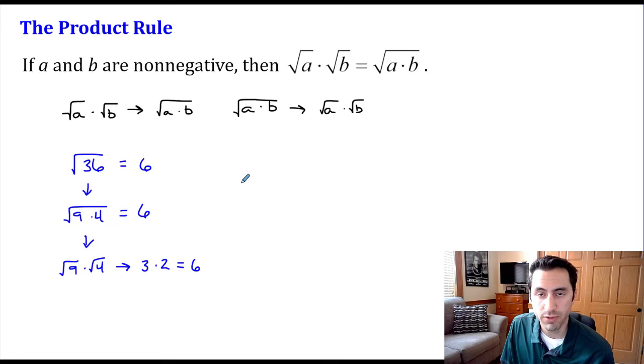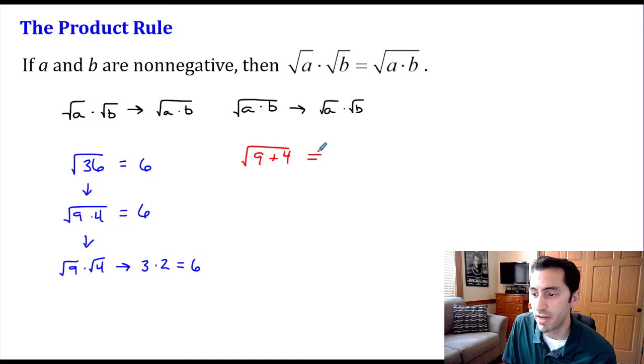So it is important to note that the product rule only works with multiplication. This does not work with something like addition. So for example, if I have the square root of 9 plus 4, this is not the same as the square root of 9 plus the square root of 4. And we can see that if we just think about what these numbers are. 9 plus 4, this is the same as the square root of 13. And then on the other side of the equal sign, square root of 9 is 3. Square root of 4 is 2. We end up with 5.